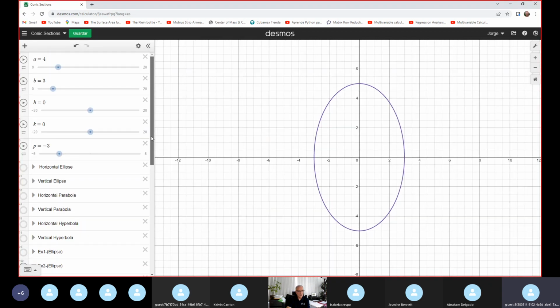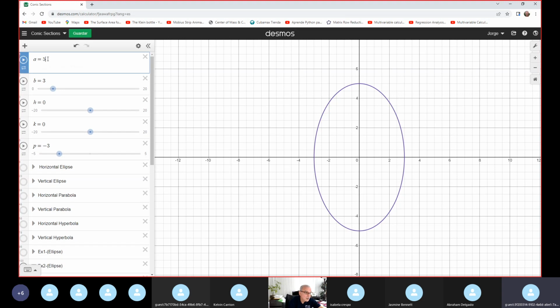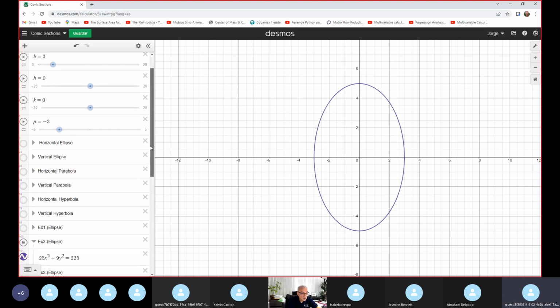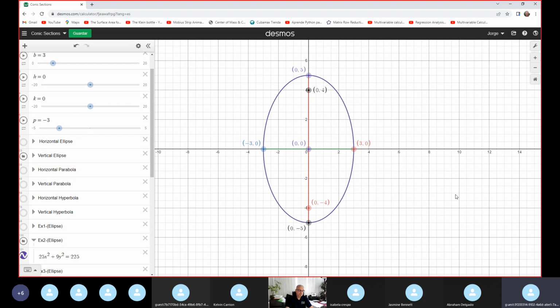Okay, now to determine the points, you set up A and B. You change here, five. B is 3, a coincidence with the other problem. But actually, now it's not horizontal, it's vertical. Boom. And you see the points. You see the vertex, look, center, vertex, foci, endpoint of the minor axis. Boom, super fantastic. Any question?